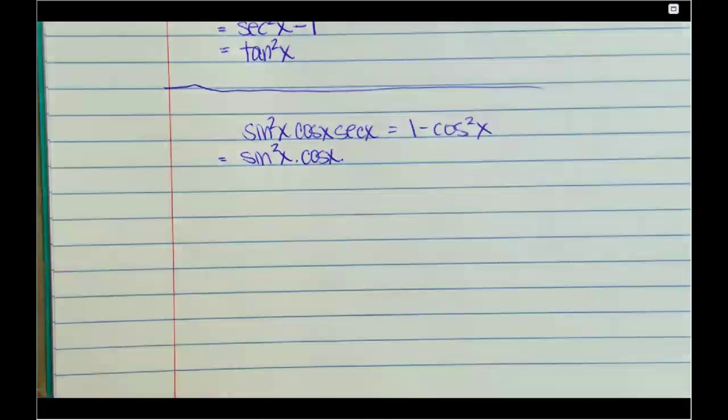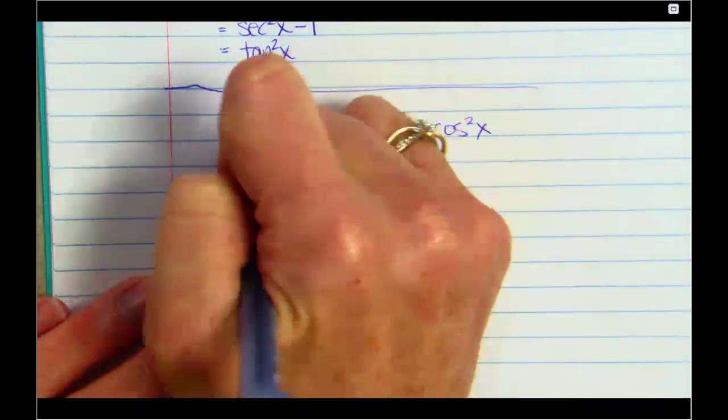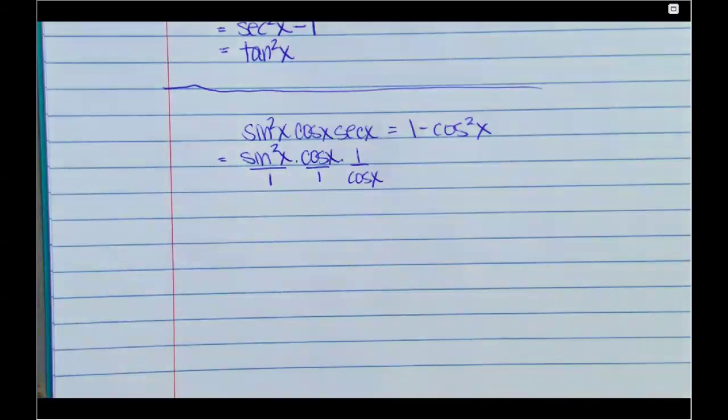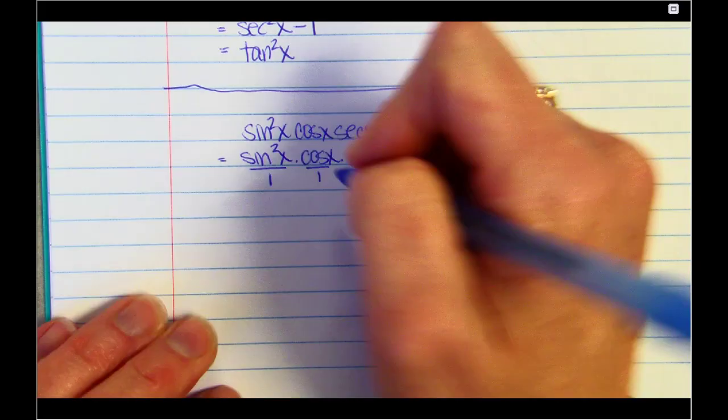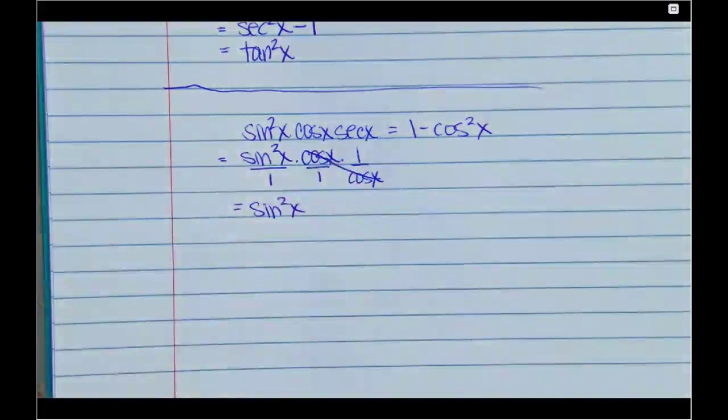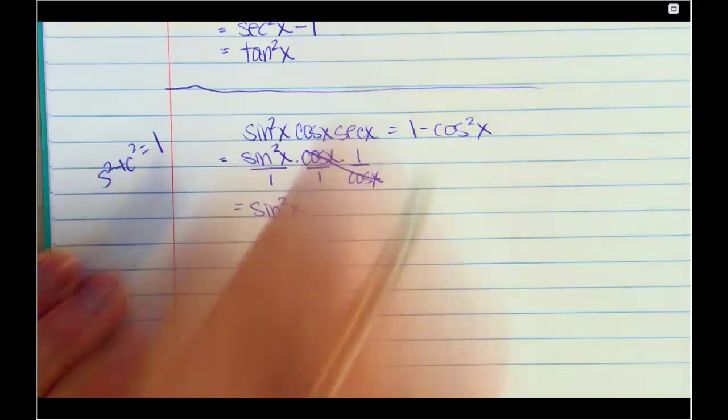What's secant? 1 over cosine. So what happens? Yeah, the cosines cancel. Okay, so then I have just sine squared. There's nothing to do with that in and of itself, but look at the other side. It gives you a clue about what you have to do. You got to just rearrange the big dog again. The big dog is sine squared plus cosine squared equals 1.